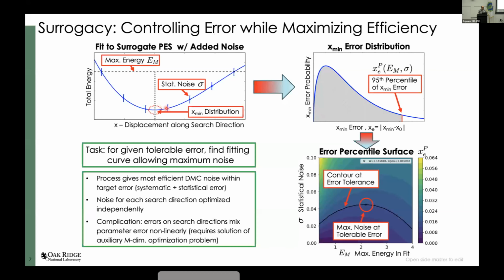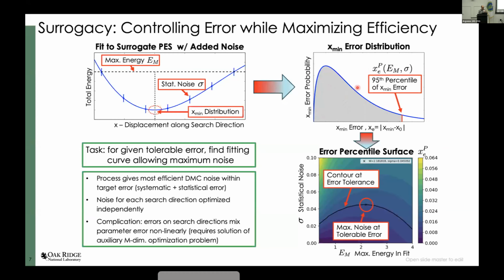That's a constraint. Now you have an additional degree of freedom because there are two parameters, right? The grid extent and the noise. And so what you want to do is increase the amount of statistical noise you can tolerate without exceeding that constraint.